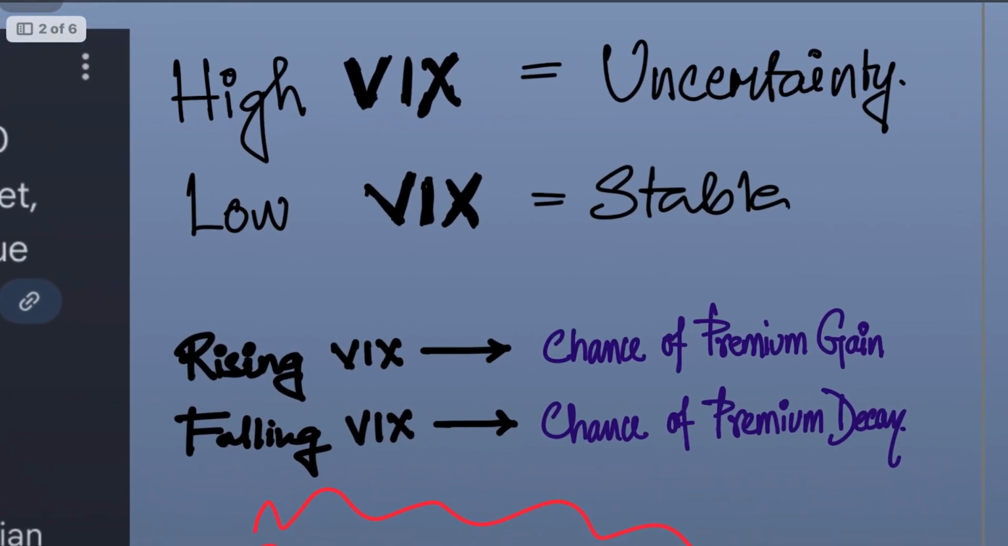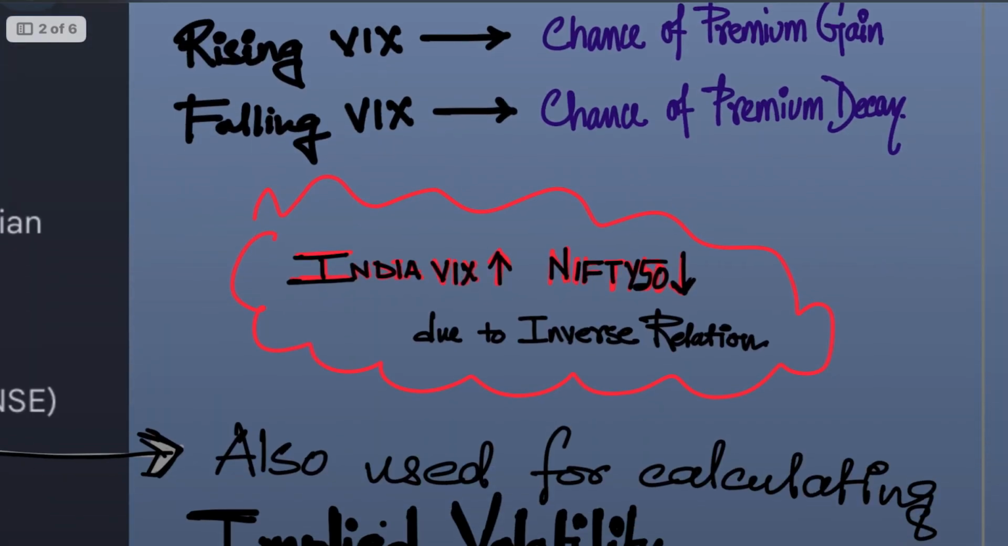Now let us understand the interpretation of VIX. A very high VIX resembles uncertainty, whereas a low VIX resembles stability. Therefore, a rising VIX indicates chances of premium gain, whereas a falling VIX indicates chances of premium decay. We also have the conclusion that India VIX is inversely proportional to Nifty 50. That means whenever India VIX rises, Nifty 50 falls, and whenever Nifty 50 falls, India VIX rises.